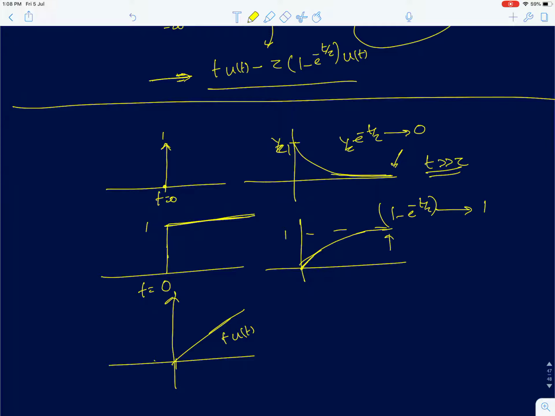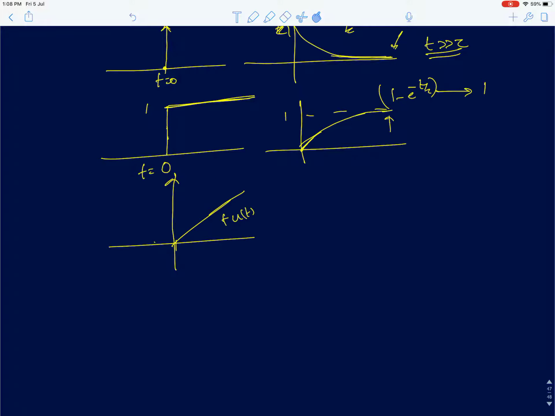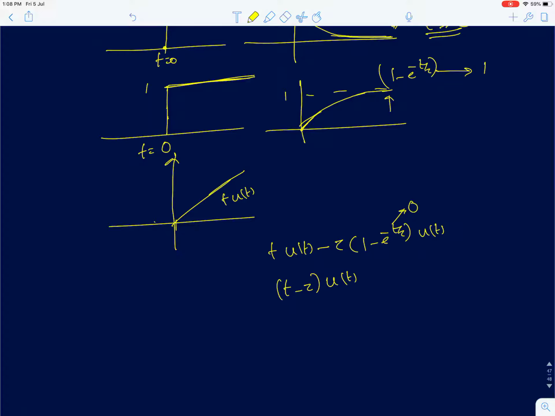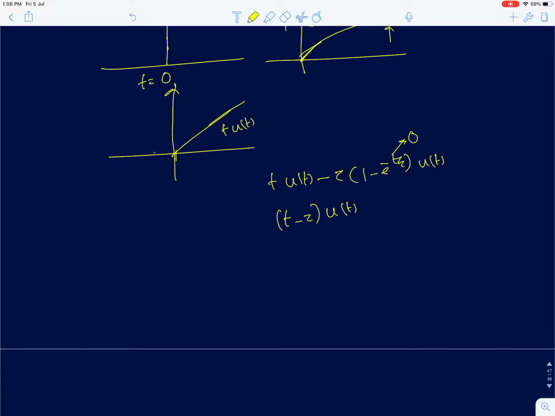Now what happens for a ramp response? The mathematical equation we just showed is t into u of t minus tau into 1 minus e power minus t upon tau into u of t. So when t tends to infinity, this term tends to 0, and the equation tends to t minus tau into u of t. Okay, this is nothing but a delayed ramp function.